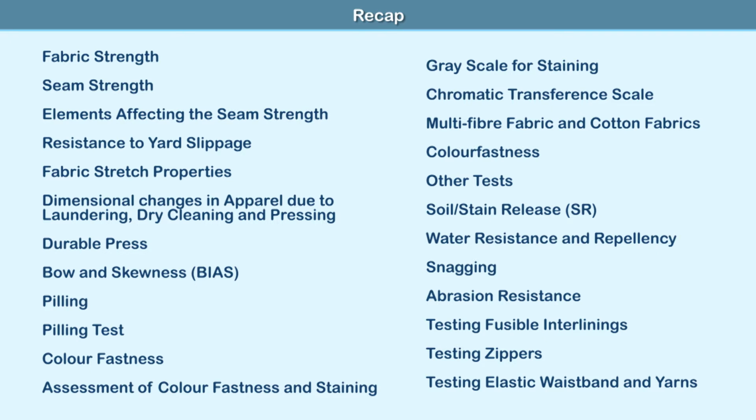We talked about snagging, which is a defect caused by the pulling or plucking of yarns from a fabric surface. There are two test methods to do this. One is the bean test method for testing snag resistance. We also talked about abrasion resistance, wherein the specimen is subjected to a certain number of rubs or revolutions, and then overall appearance and breaking strength are evaluated.